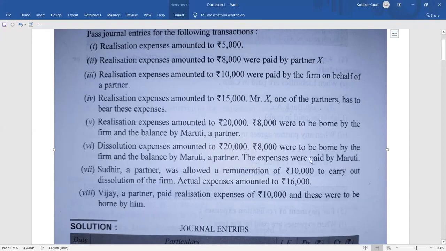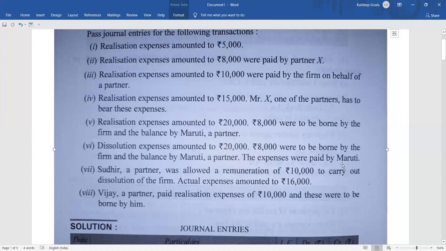Okay, the expenses were paid by Maruti. All that 20,000 was paid by Maruti. Okay, that means this time what happened? Last time Maruti was supposed to pay and the firm paid the whole 20,000. This time what happened? The firm was supposed to pay 8,000 and Maruti was supposed to pay 12,000. This time the whole amount of 20,000 Maruti paid. The expenses were paid by Maruti means the total amount was paid by Maruti.